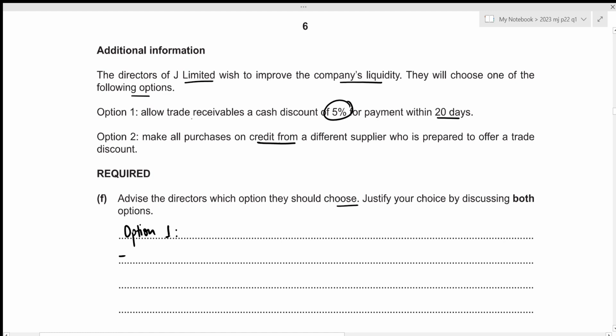In option 1, we're allowing trade receivables a cash discount of 5% for payment within 20 days. So we're basically encouraging earlier payment by credit customers, and this might improve our cash holdings in the company. So we can write it down as will encourage earlier payment by credit customers which will improve liquidity.